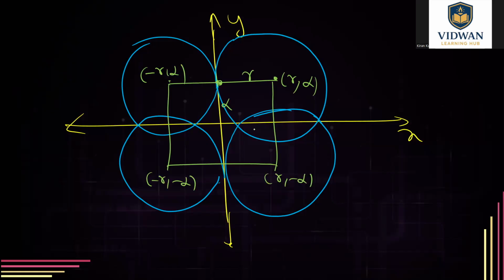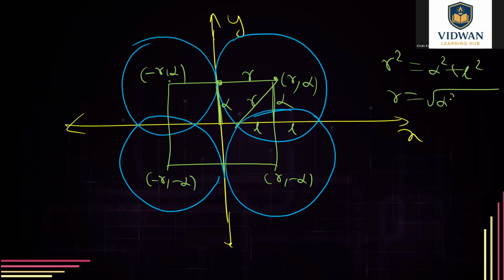Again, if it is cutting some length L here and L here, if you join this. So this is alpha because this length is same as this length. Again, this is radius r. So r square is alpha square plus L square here also. R will be root of this. And if you have to write the circles in different quadrants, you can write with these centers.